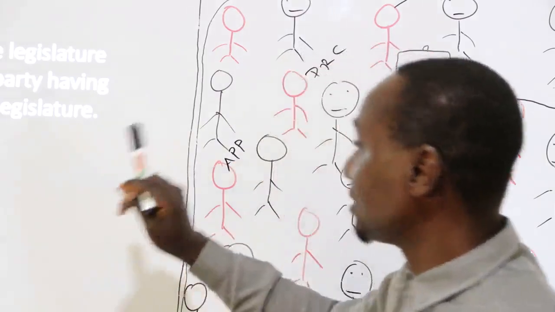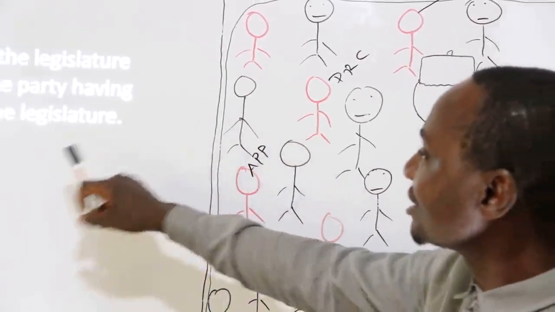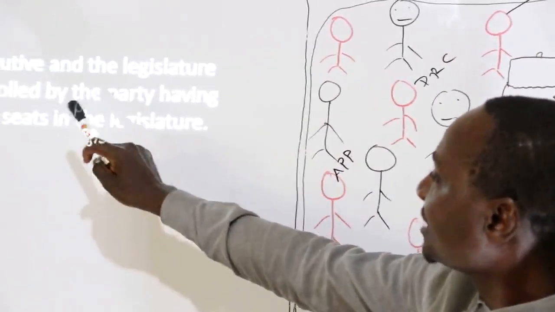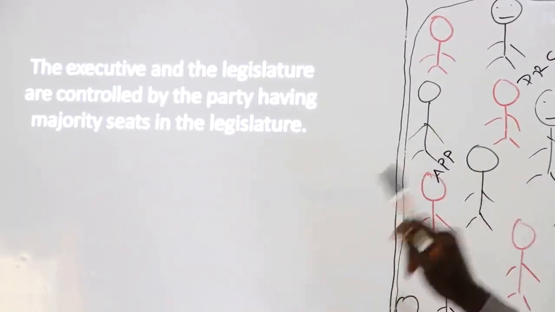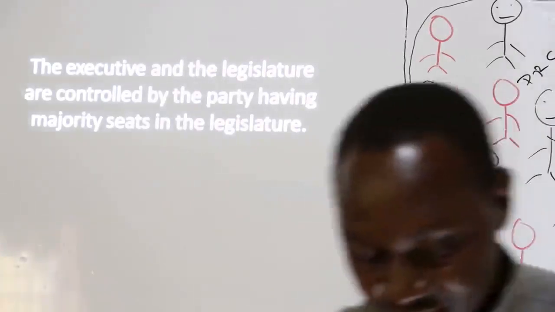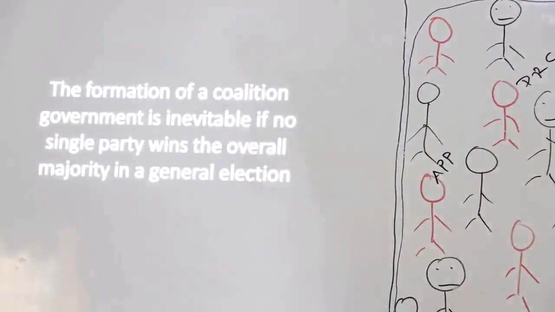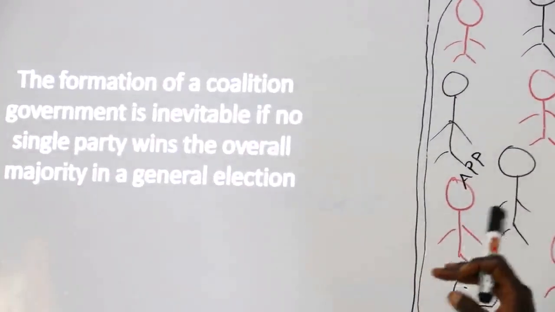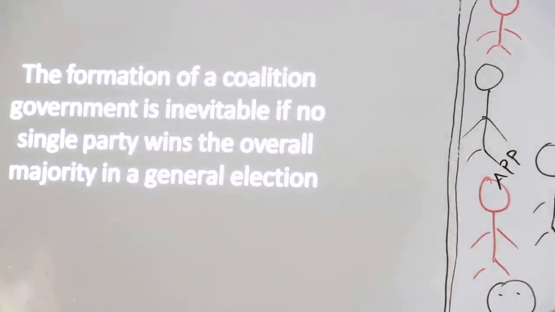All right, so in the legislature, we say the executive and the legislature are controlled by the party having majority seats. Just use that to explain it. Now, the formation of a coalition government is inevitable if no single party wins the overall majority in a general election. That takes us to what we call proportional representation. Now, in a parliamentary system of government, there's what we call proportional representation.